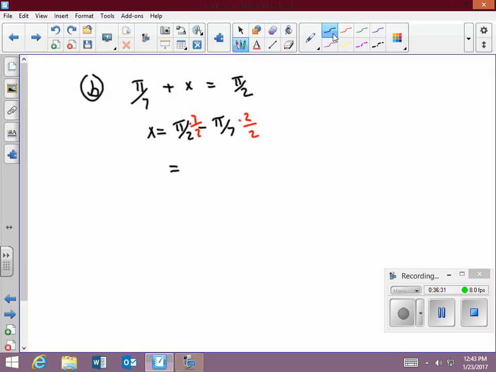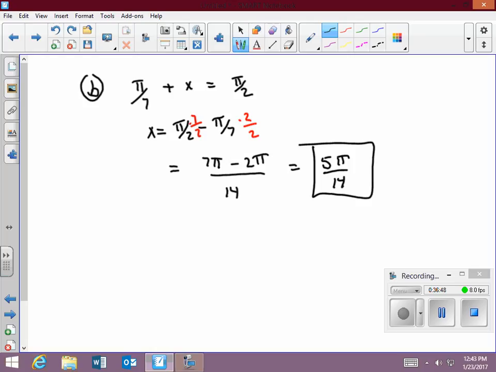So then you're going to have a common denominator of 7 pi minus 2 pi all over 14, which is 5 pi over 14. So that would be what the angle is.